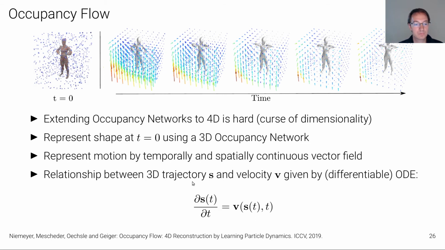Now, in order to model this, we need to model the relationship between the 3D trajectory through this velocity field and the velocity itself. And this is, of course, defined by a simple ordinary differential equation, which simply tells that the derivative of the location is equal to the velocity. And what we use is some recent advances in differentiable ODE solvers to incorporate this into our model.